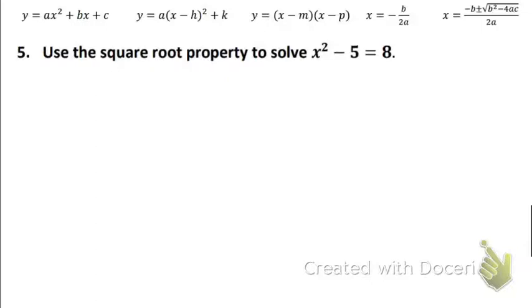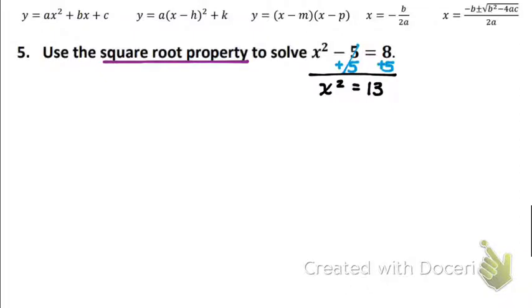Ooh, number 5, square root property. This is what we were just doing on the bell work. So I want to get x squared all by itself. What would I need to do to both sides to get the x squared alone? Add 5 to both sides. So I'm going to have x squared equals 13.